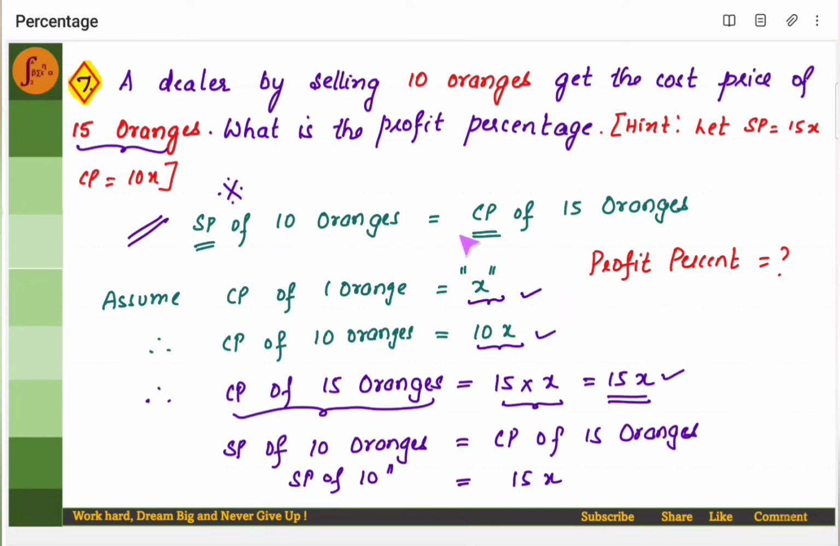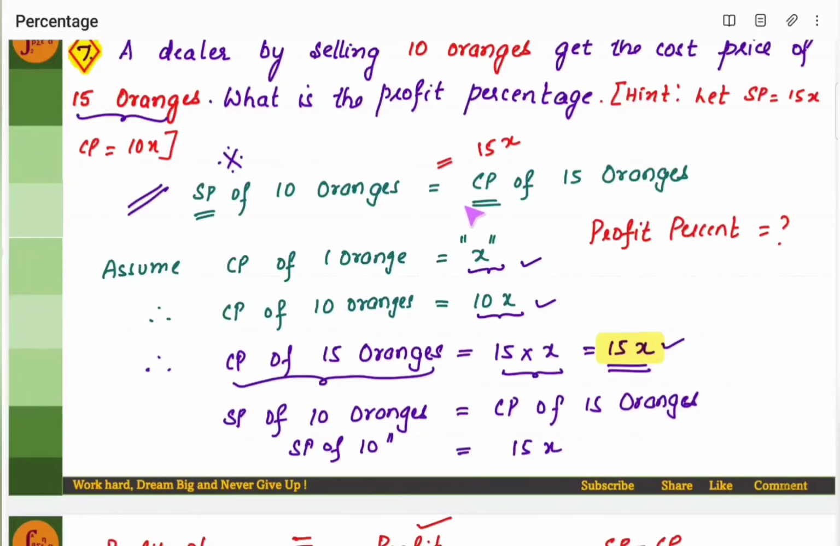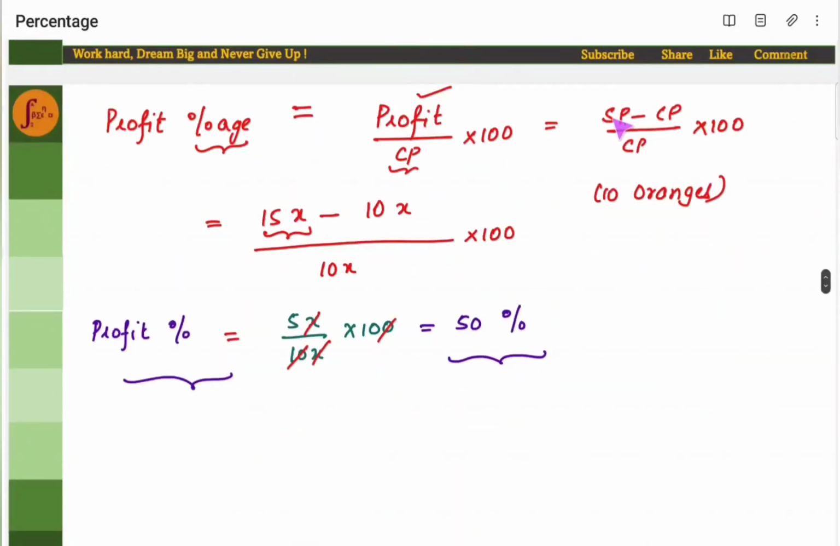Now we will have to come back to this statement. Selling price of 10 oranges, we will keep it like that. Selling price of 10 oranges is equal to cost price of 15 oranges. We got here, right? This is the cost price of 15 oranges. We'll just substitute here 15x and we'll keep this like this only as selling price of 10 oranges. Now we will have to find the profit percentage. We don't know the profit. So we write the profit as selling price minus cost price. Again, we don't know what the selling price is, but we know selling price of 10 oranges is 15x. Instead of selling price, I'll put 15x. And I put cost price as 10x.